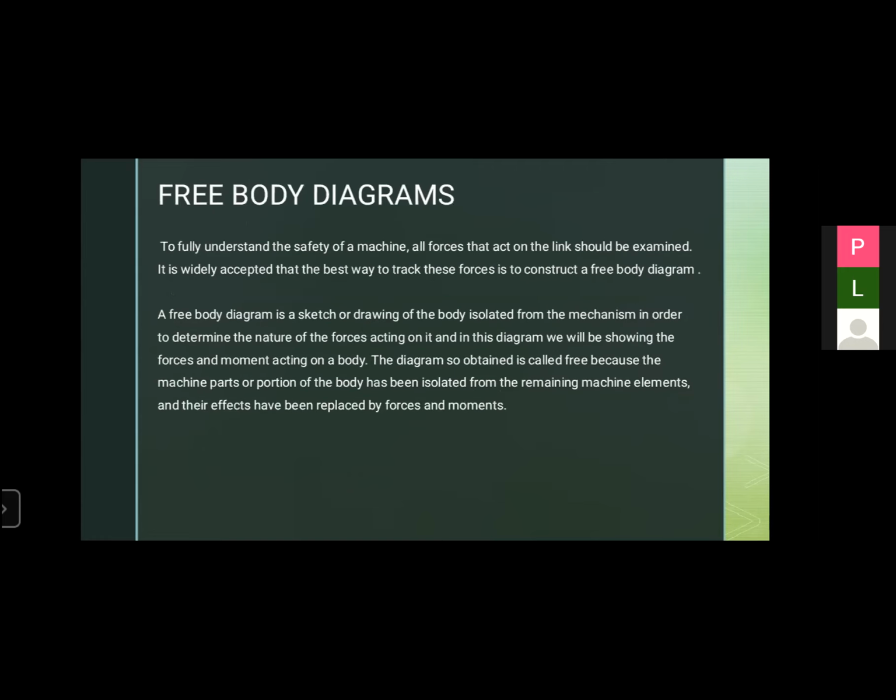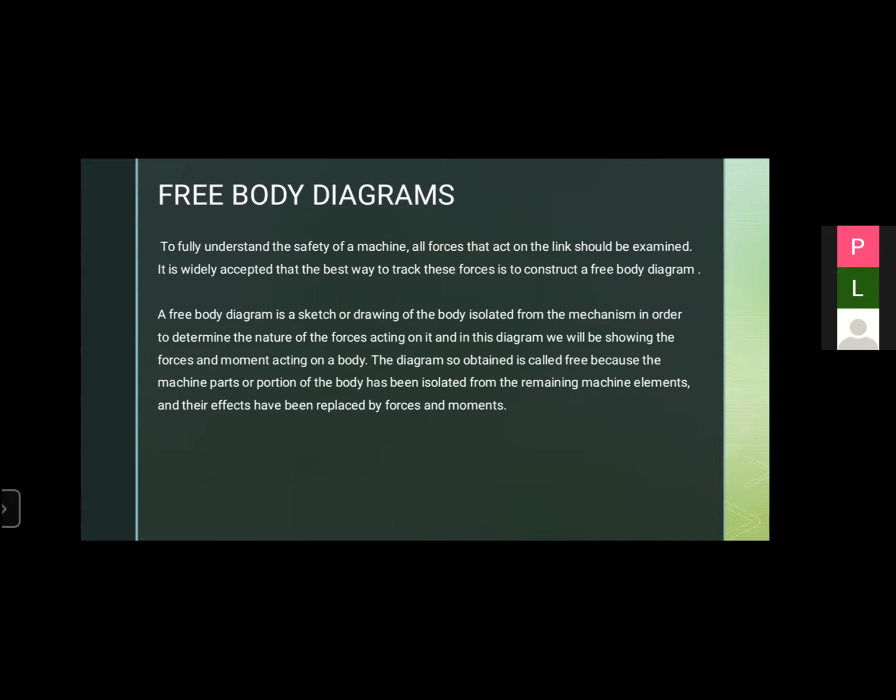The next important thing which we have to know is free body diagrams. To fully understand the safety of a machine, all forces that act on the link should be examined. It is widely accepted that the best way to track these forces is to construct a free body diagram. If you consider a simple body on which forces are acting, it is easy to calculate the unknown force if we just draw a free body diagram, since we'll get a clear understanding of what is going to happen.